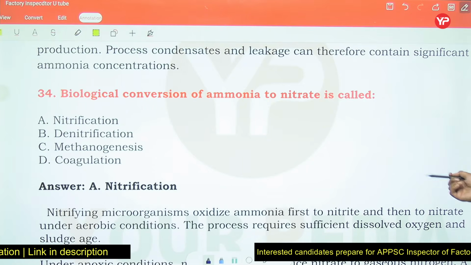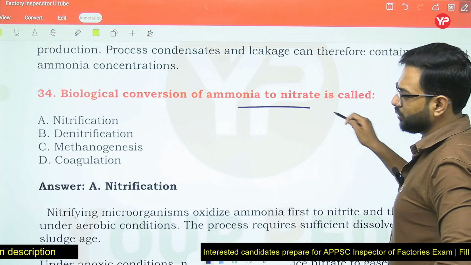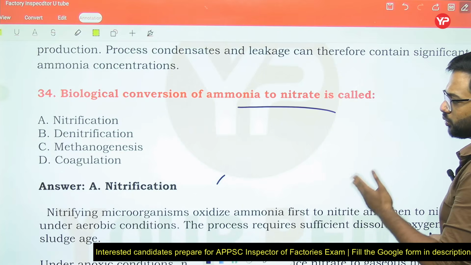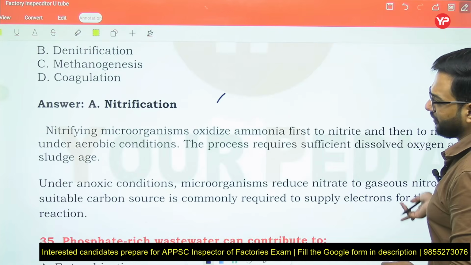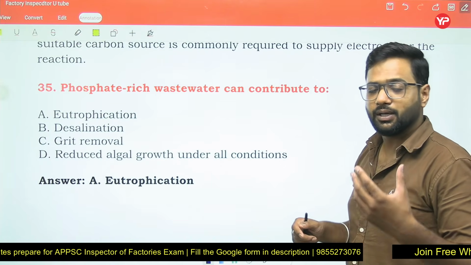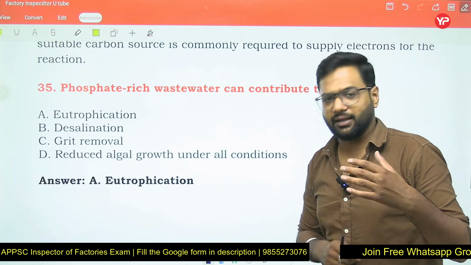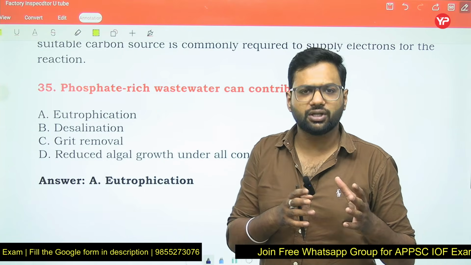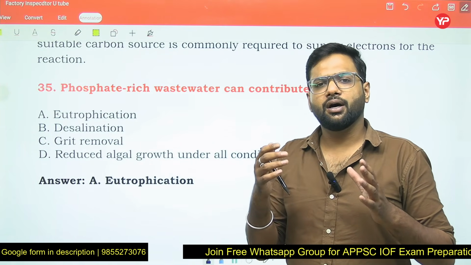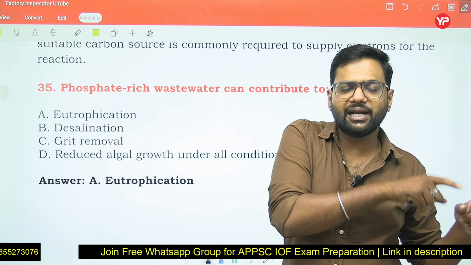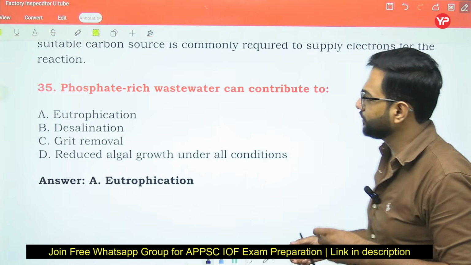Biological conversion of ammonia to nitrate, as I told you right now, is named nitrification. The conversion of ammonia to nitrate is the nitrification process. Nitrification is an oxidation process, because this reaction takes place in the presence of oxygen. But when you talk about denitrification, this is a reduction process.